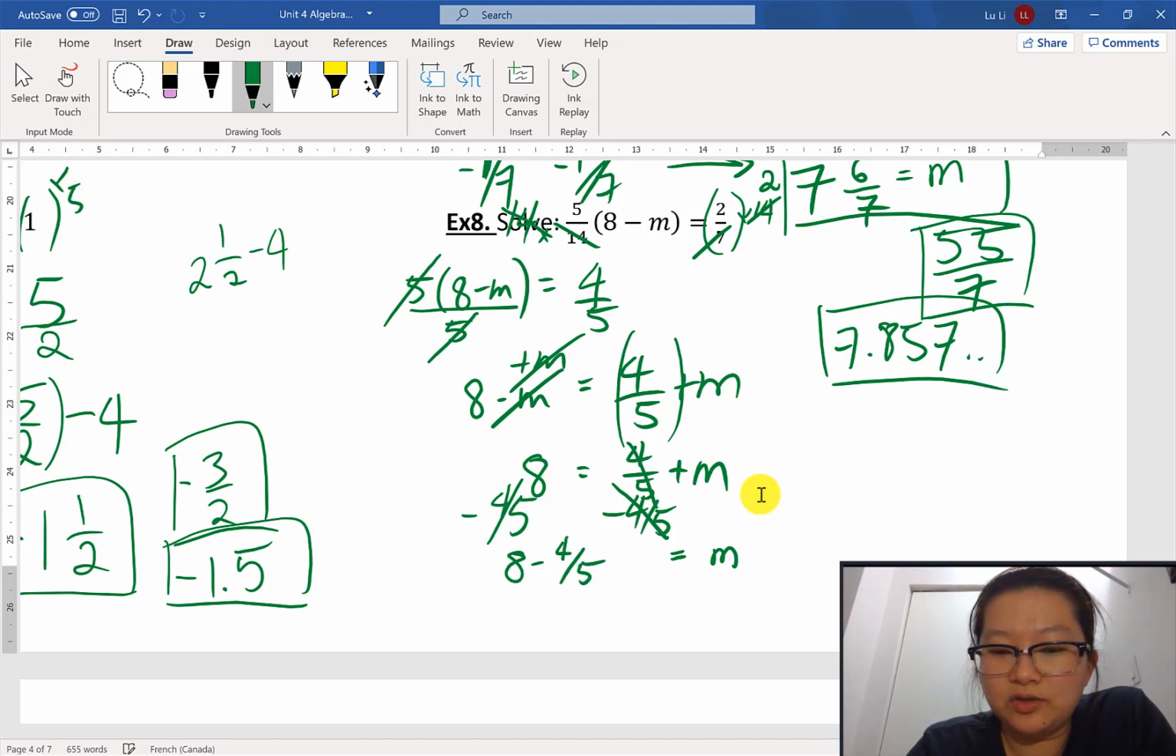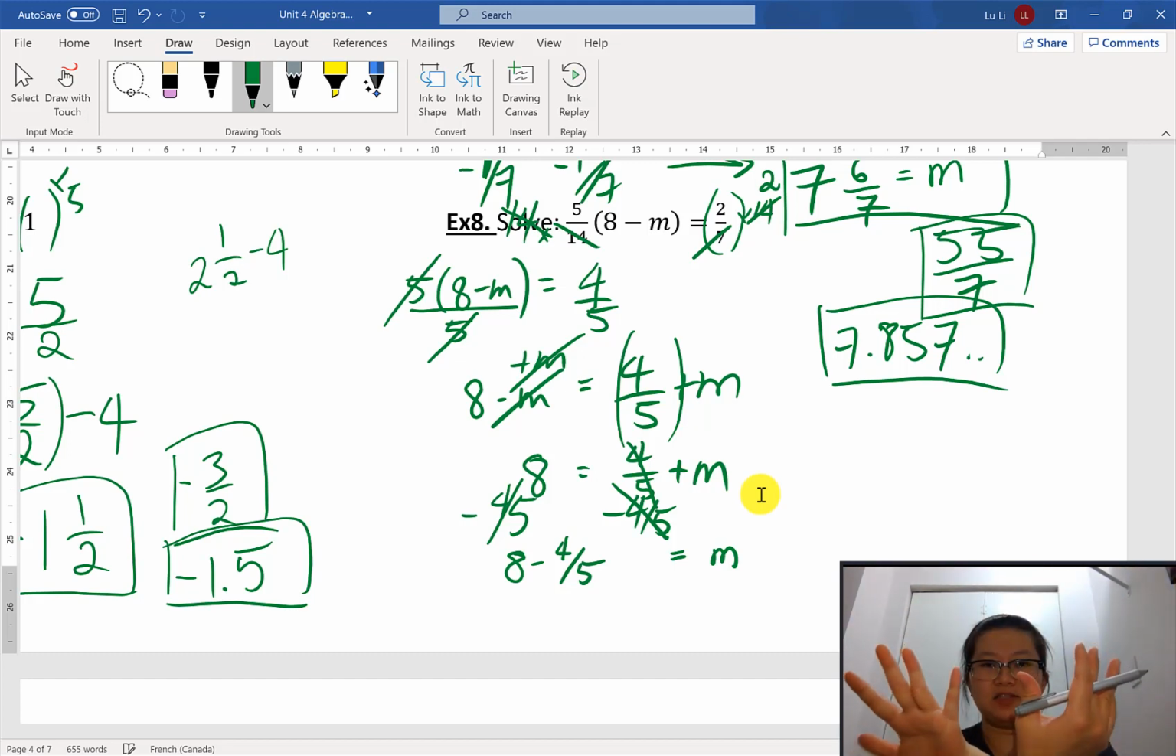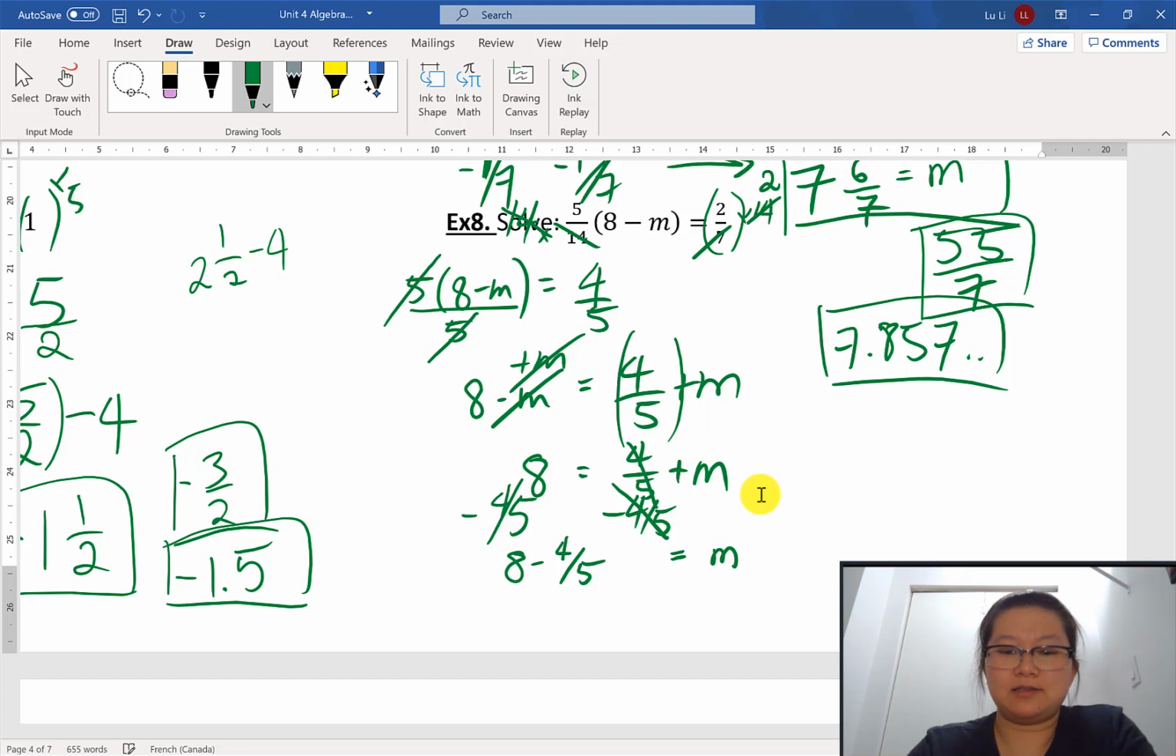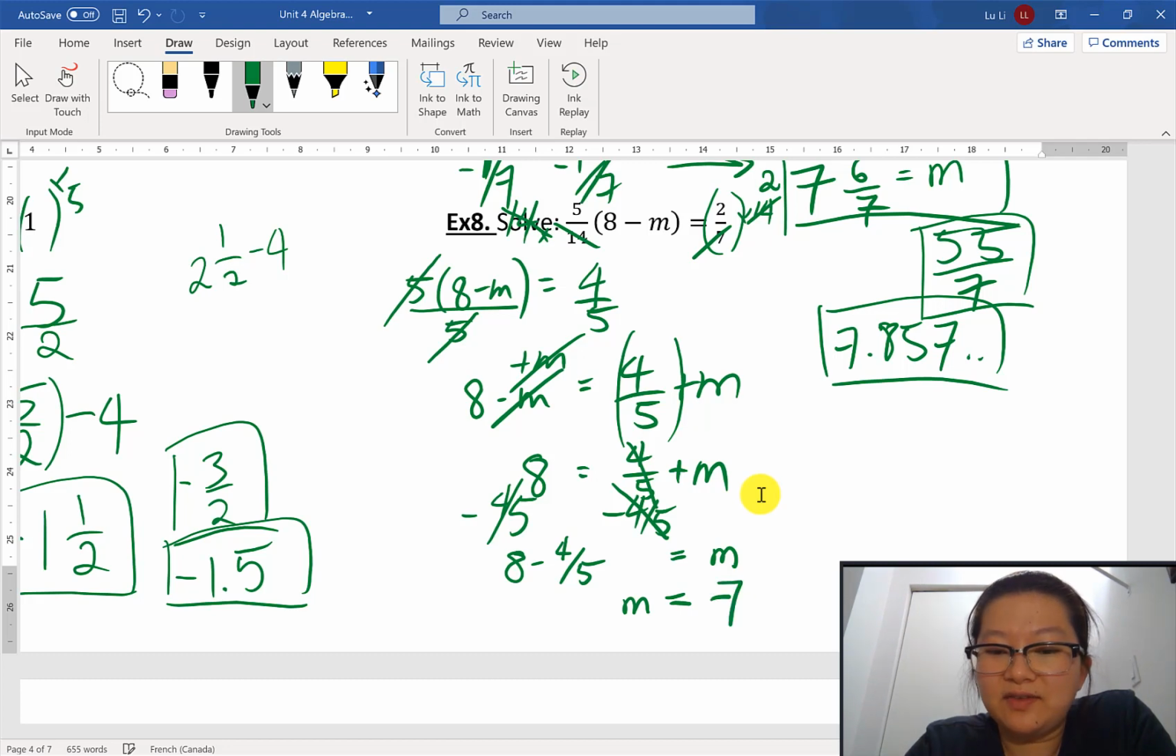Okay, what is that equal to? I'm going to swap m to the other side of the equation, so I'm flipping it around so that it reads better for us. Okay, so I get m is equal to, what is 8 minus 4 over 5? That's definitely going to give us 7. And what's remaining is 1 over 5, just like that.